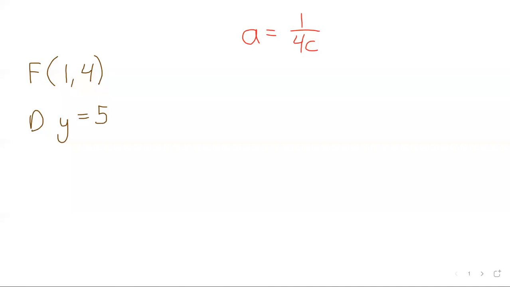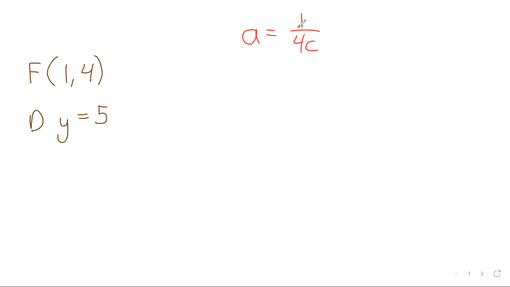We can use our understanding of what the focus and directrix of a parabola are, and this formula, a equals 1 over 4c, to solve some question types that we actually didn't even really know existed prior to this. One type of question is one that gives you the focus and the directrix of a parabola and asks you to find the equation of that parabola in some form.